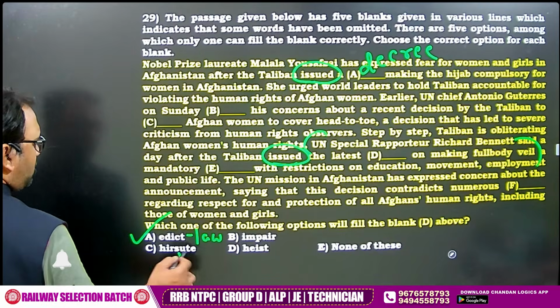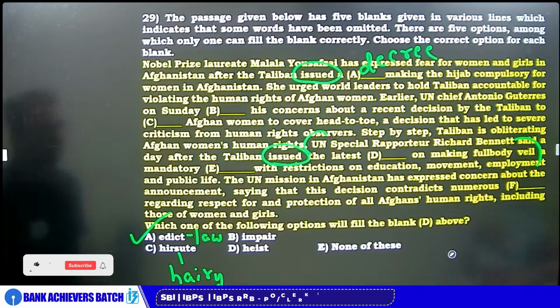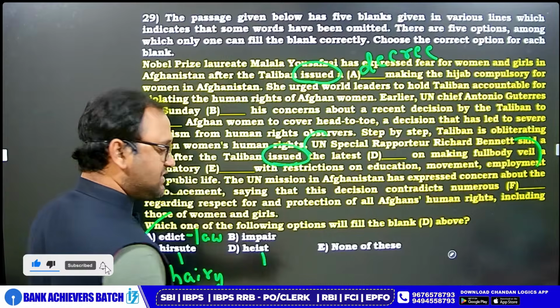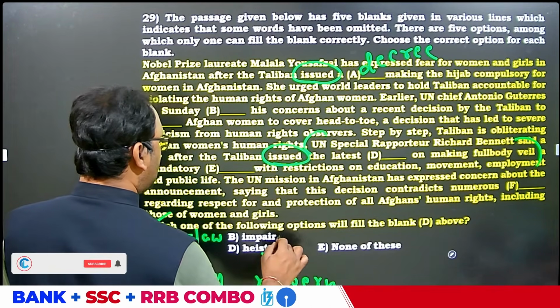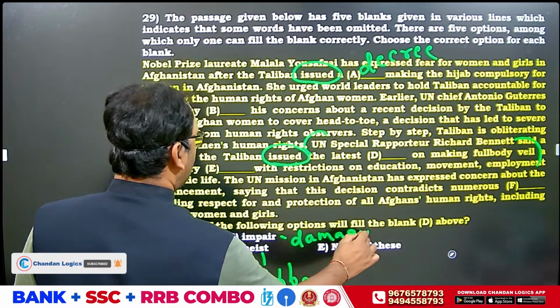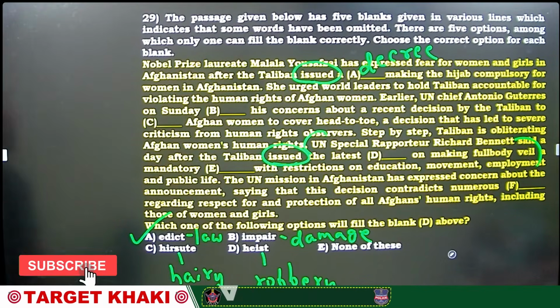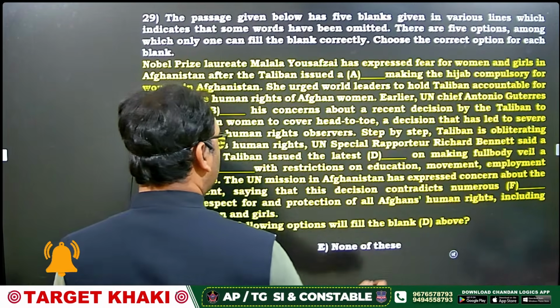Hirsute means a lot of hair, hairy. We say shaggy and all that, a lot of hair. And everybody knows heist, money heist, robbery. Impair means damage, make weak.